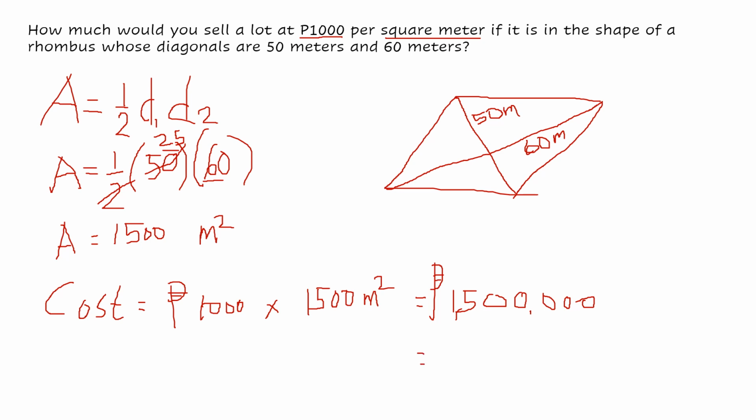So in short, 1,500,000 pesos is abbreviated as 1.5 M or 1.5 million. So that's the final answer. The cost of the lot, which has diagonals of 50 meters and 60 meters, is 1.5 million pesos.